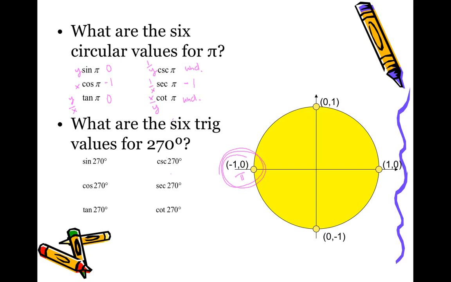What about 270, which is down here? Or 3 pi over 2, it's the equivalent. The sine of 270, -1. The cosine of 270, 0. The tangent of 270, undefined, right? You've got y, you've got x, and you've got y over x. You have 1 over y, this is going to be -1. You have 1 over x, this is going to be undefined. And then x over y, 0.